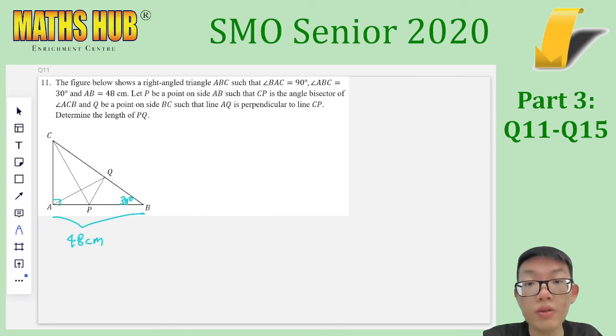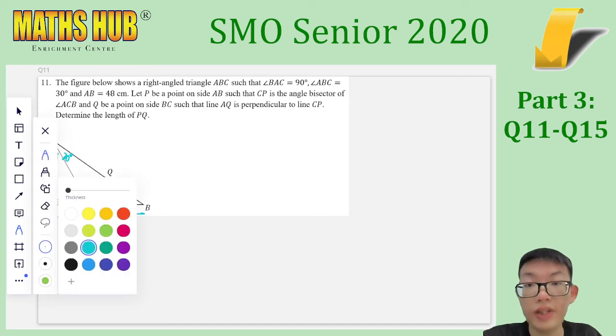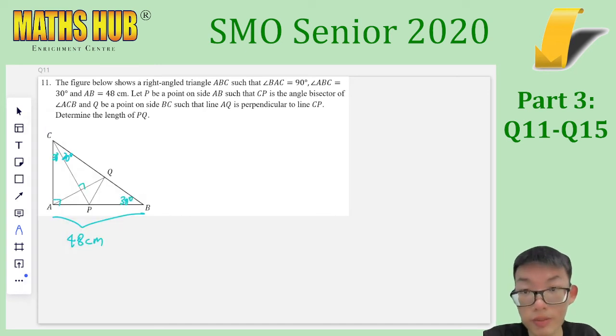We are also told that CP is the angle bisector of angle ACB. So our 60-degree angle is sliced into two 30-degree angles again. So far, so good. And finally, Q is a point on BC such that AQ is perpendicular to CP. So we are asked to find the length of PQ.